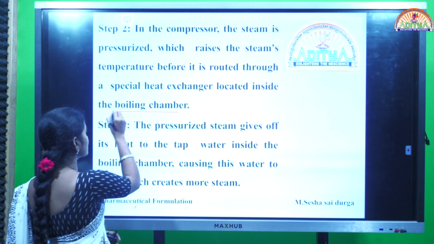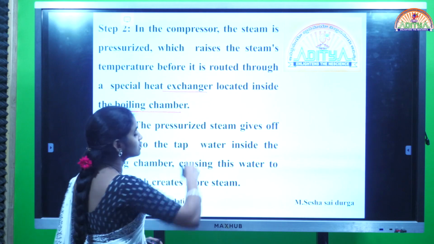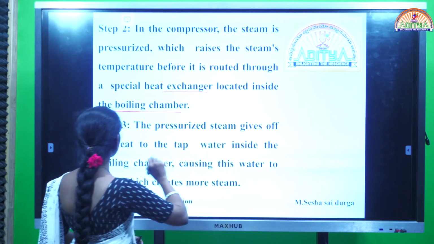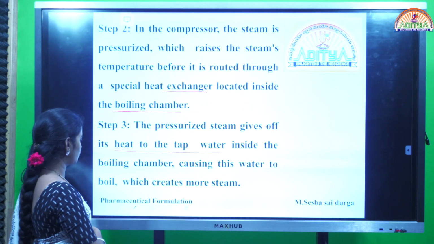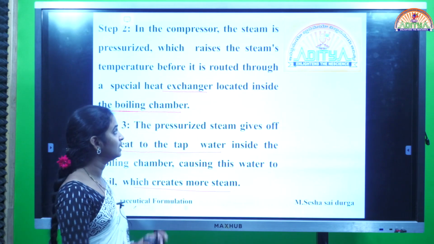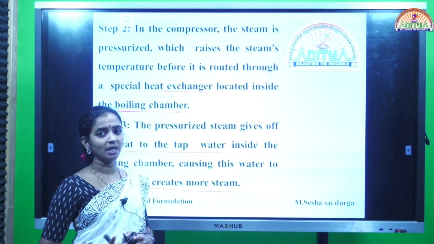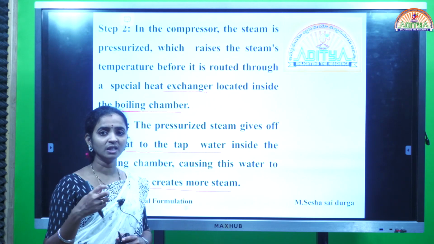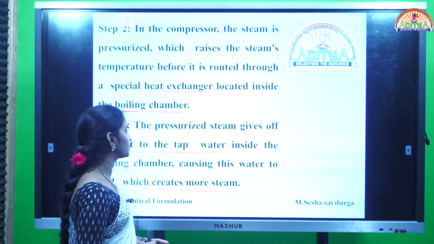And after that the steam will be passed through the special heat exchanger which is present inside the equipment only. And after that the pressurized steam gives off its heat to the tap water inside the boiling chamber, causing this water to boil, which creates more steam. Generally what happened here, steam is produced with the help of the heating elements. Then that steam will be passed through the compressor. In the compressor, it applies some higher pressure on the steam. Now the pressurized steam gives off its heat to the tap water.